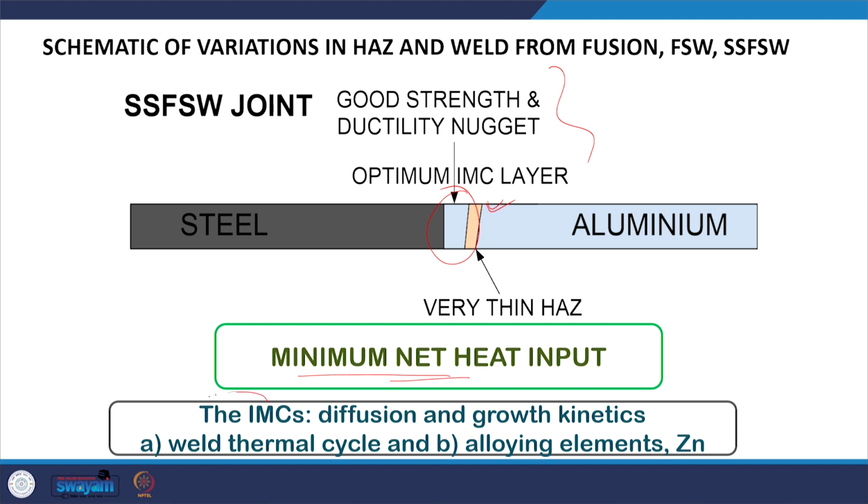So, as I said, modifying the characteristics of the IMC is one of the ways, which can be done through the proper control of thermal cycle or by suitable controlled alloying. Control of thermal cycle basically involves use of a suitable welding process or suitable joining process, and on the other hand, controlled alloying includes using suitable elements that can modify the characteristic of the IMC, like zinc.